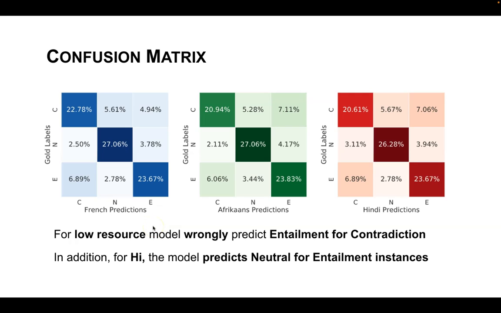Lastly, we also look at the consistency matrix. We found that for low resource, the model wrongly predicts contradiction for entailment instances. It should have predicted entailment, but it predicted contradiction. In addition, for Hindi, the model predicts neutral for entailment instances. This can be seen as future work: why this is happening and how we can improve the model around it.